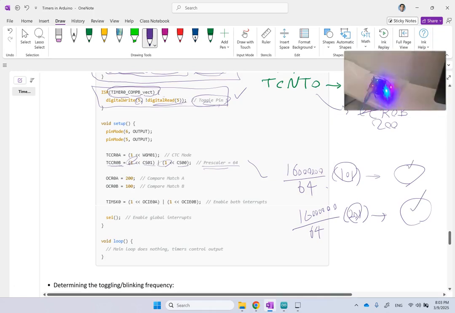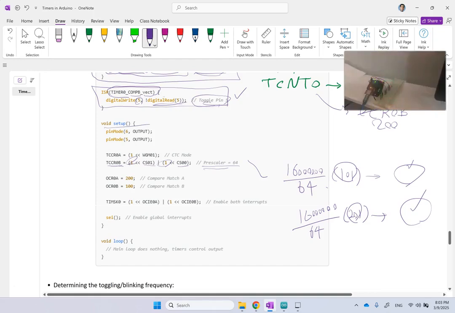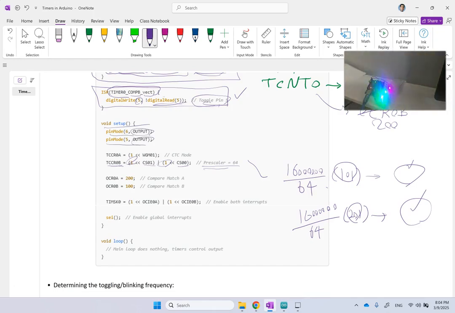So now look, in the void setup, what am I doing? I'm setting pins 5 and 6 to output so I can toggle them. I'm saying WGM01 is 1. That means run in compare mode. The prescaler is set to 64. What are the variables to compare for timer 0? The numbers are 200 and 100. And you see in this case, it's backwards actually. A is 200, B is 100.